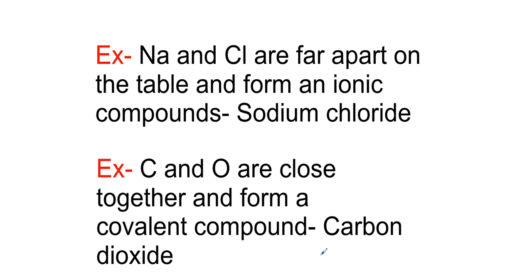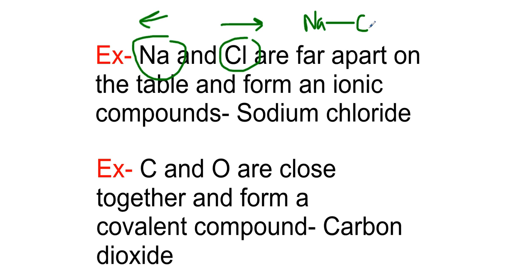Let's look at some examples. So let's look at sodium and chloride. Now, sodium is way off on the left side of the table, and chloride is way off on the right side. Sodium definitely wants to lose 1 electron to look like a noble gas. Chlorine wants to gain 1 electron to look like a noble gas. And so they come together to form a nice molecule like this, sodium chloride. There's our bond. And this is probably sodium chloride. It's an ionic molecule.